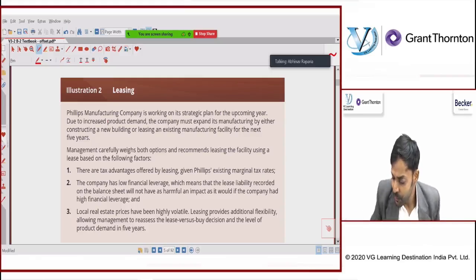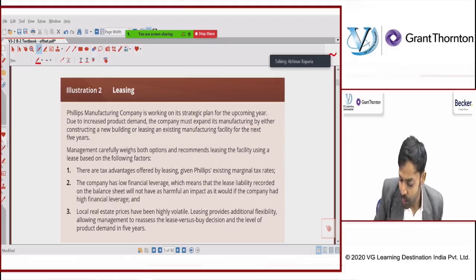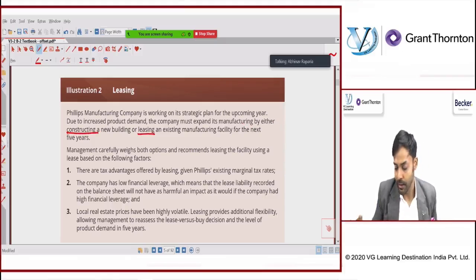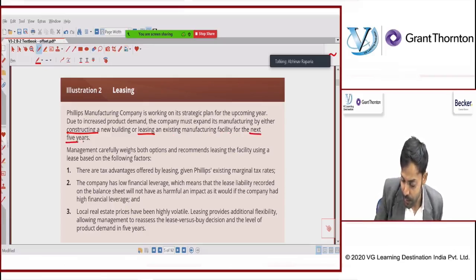Leasing. Philips Manufacturing Company is working on its strategic plan for the upcoming year, right? The company is looking to expand due to increased product demand. The company must expand its manufacturing by either constructing or leasing. So you have the choice: either you buy, or you put an existing manufacturing facility on lease for the next 5 years. You're looking at the horizon for more than 5 years, right?